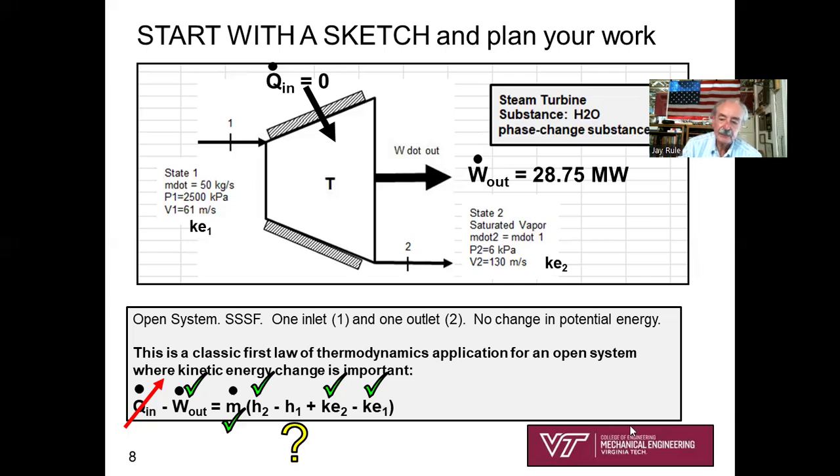So let's check off things we know. Well, Q dot in, I've struck that out because it's adiabatic. W dot out, we can see with our sketch, we've got it. m dot, we've got it. h2, we can look that up, since we know the pressure and we know it's saturated vapor. Check that off. h1, we do not know. Kinetic energy 2 is pretty easy, 1/2 V squared with units. And KE1, same idea, 1/2 V squared. So I do see at least that I can solve for h1 before I find T1. Let's continue planning.